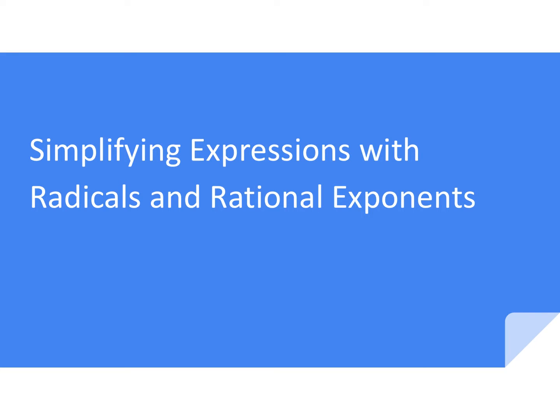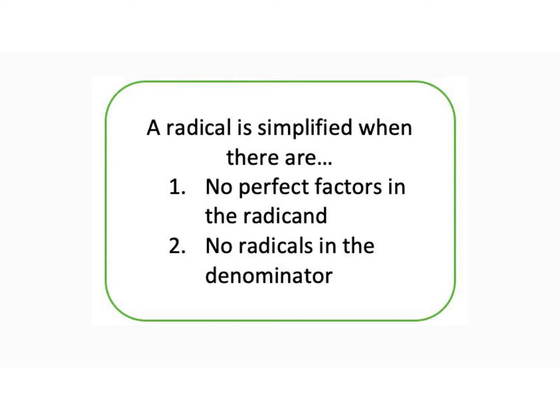In this lesson, we're going to simplify expressions with radicals and rational exponents. When we examined square roots earlier in the year, there were two things that had to be true in order for it to be simplified. The first was you would look at the radicand, and there could be no perfect square factors in the radicand. So if we're looking at a cube root function, we're not going to have any perfect cubes. Or fourth root, there can't be any perfect fourths. You also can't have a radical in the denominator of a fraction. If that's true, then we need to do that process where we rationalize the denominator.